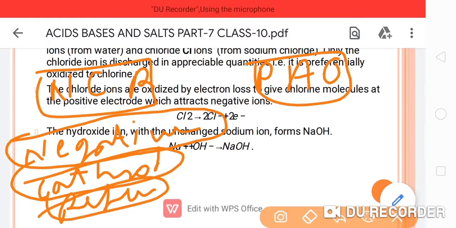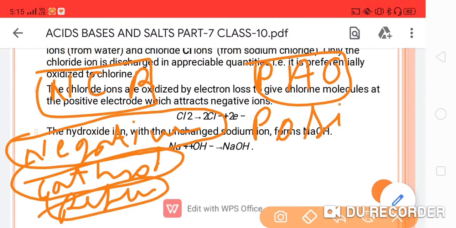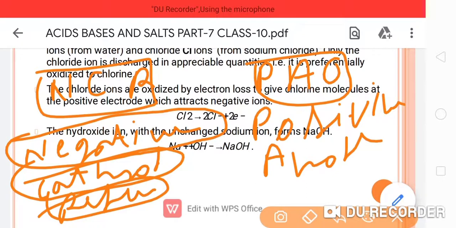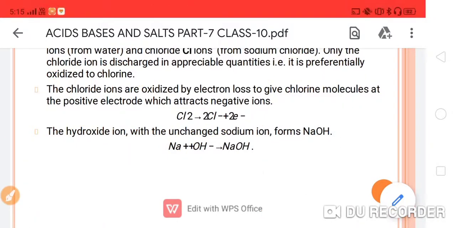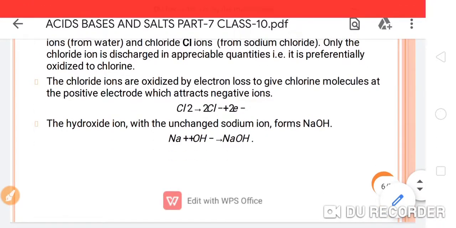Similarly, PAO represents the positive terminal, and this positive terminal is known as the anode. And what reaction takes place here? The oxidation reaction takes place at the positive anode. Okay, so this is the short trick by which you can understand it easily.